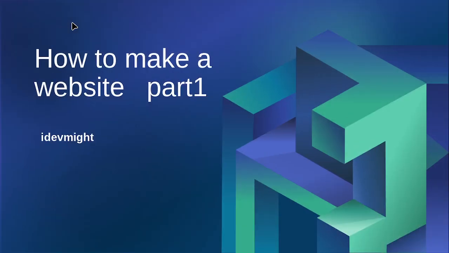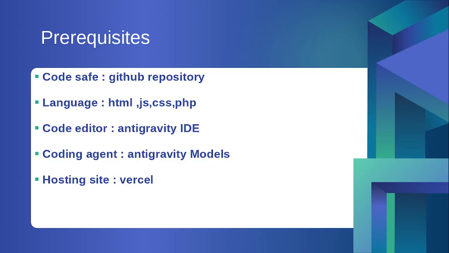Okay, so, how to make a website part 1 by DevMind, right? So there are things that you will need. There are prerequisites, right? You need a code safe, you need a GitHub repository. You will need to choose a language with it, be it HTML, JavaScript, CSS, or PHP. You will need a code editor. You can use anti-gravity, you can use VS Code.